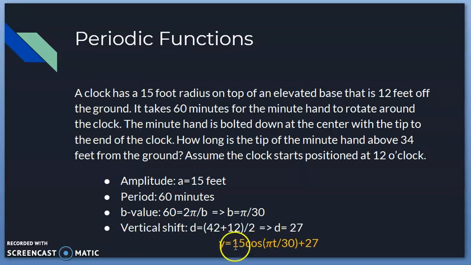We'll have 15 cosine(πt/30), because of our p-value, we don't have a phase shift of any kind, so we don't have to worry about that, plus 27. So the reason we know this is a cosine graph is because when the clock starts at the 12 o'clock position, we know that the minute hand is at the highest point it can be. And since cosine graphs start at a maximum, we know we're using cosine. But let's look at it graphically.